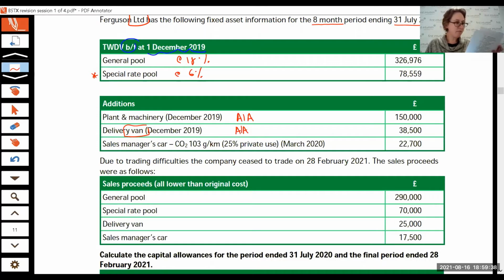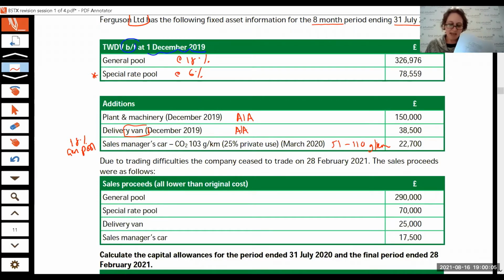And 103 grams per kilometre is between 51 and 110. So it's in that category, 51 to 110 grams per kilometre. That must mean it gets 18% general pool. Absolutely right. So 18%, meaning it goes to the general pool.